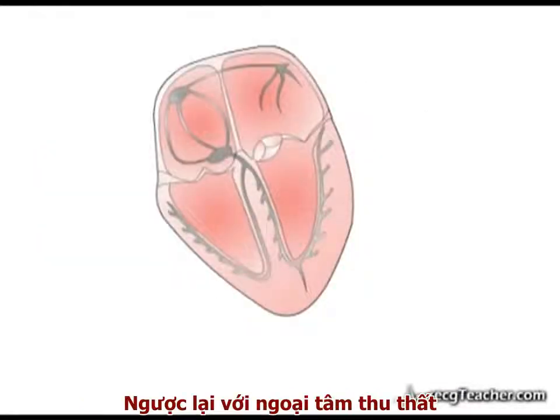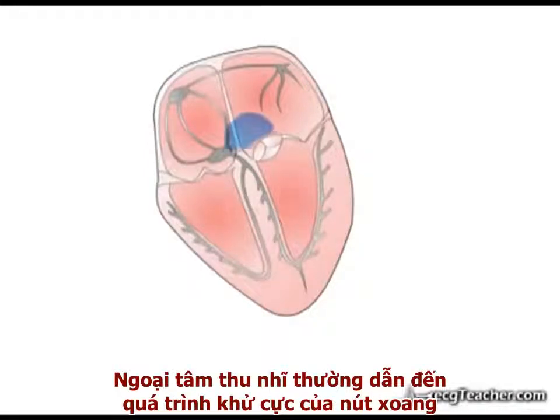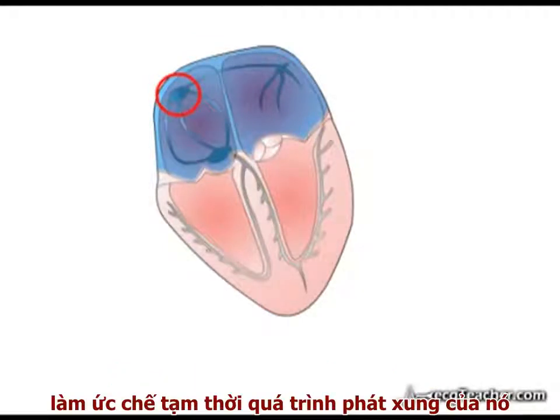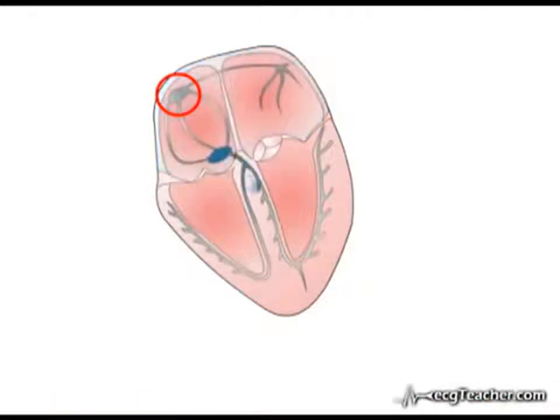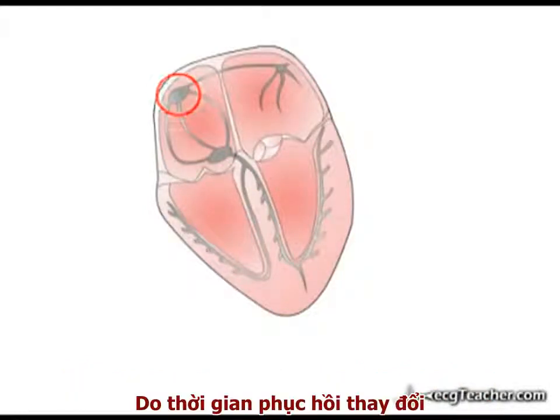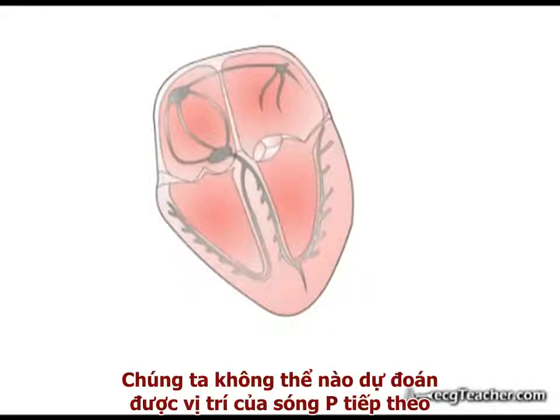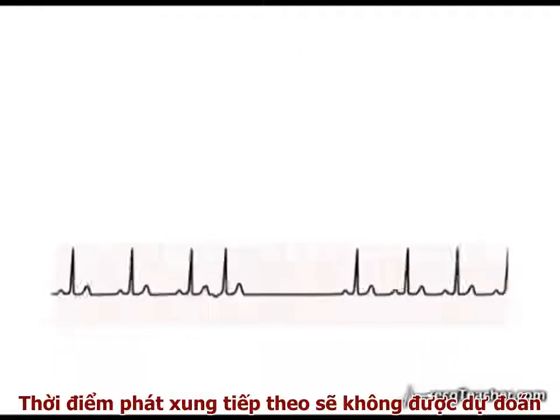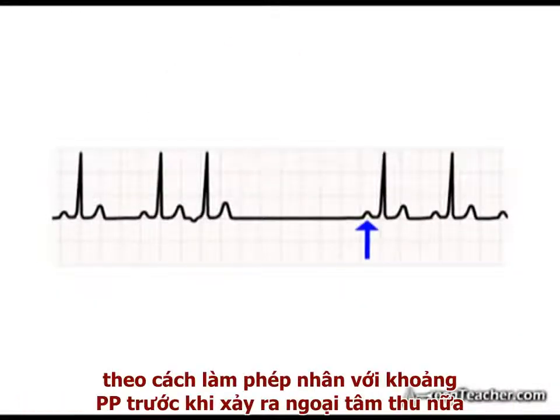In contrast to ventricular ectopics, discharge from an atrial ectopic will usually result in depolarization of the cells of the SA node, temporarily suppressing their discharge. The SA node recovers its function after a pause of variable duration. As the duration of recovery is variable, the timing of the next P wave is not predictable. The next sinus discharge does not occur at a simple multiple of the P to P wave interval preceding the ectopic.